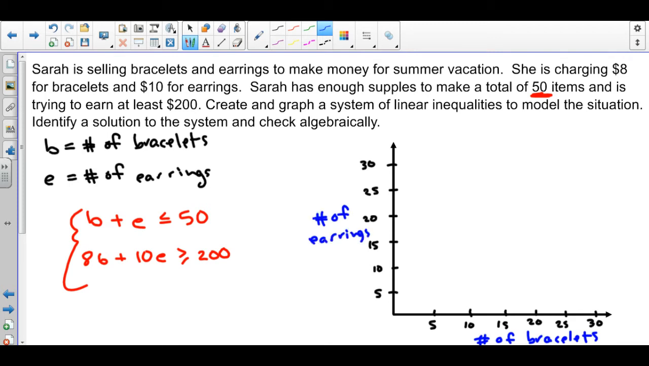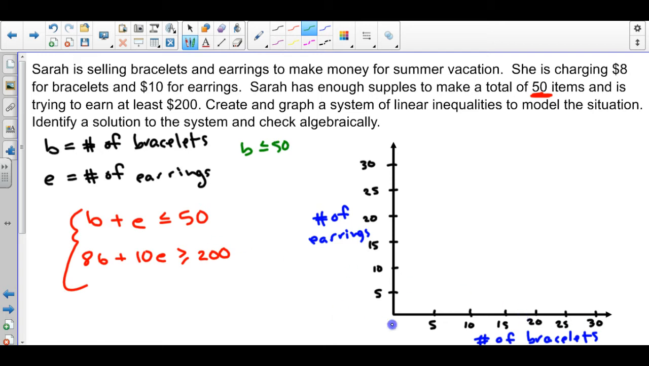And I'm going to graph this using intercepts. So what that means is I'm going to assume that she only sells bracelets. That means I would be substituting 0 in for E, and you would end up with B is less than or equal to 50. So what I'm going to do is go on my x-axis here.